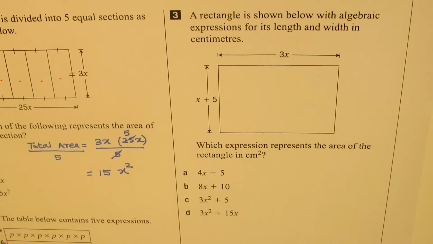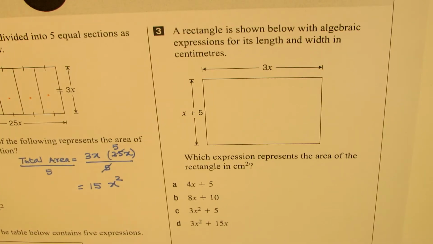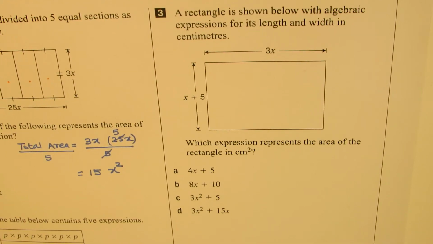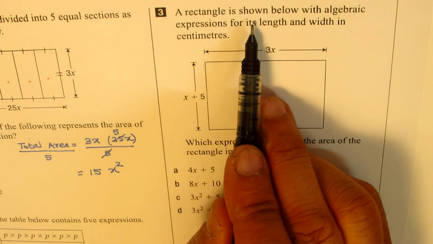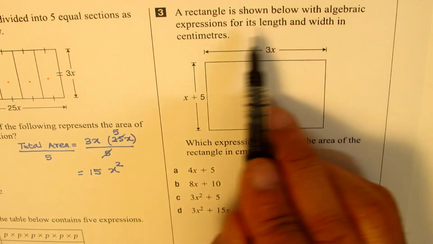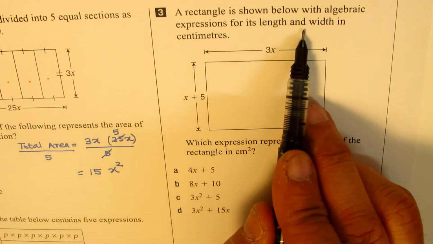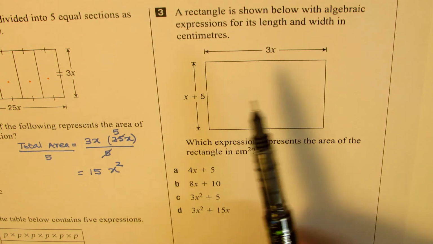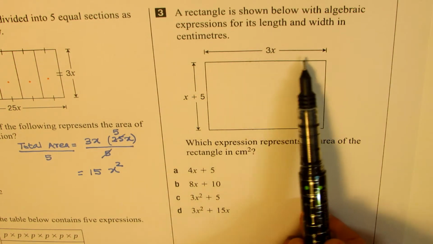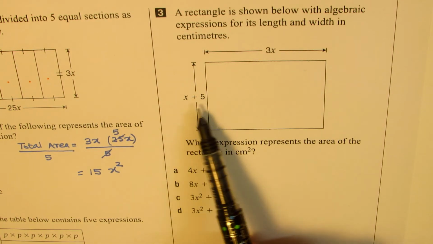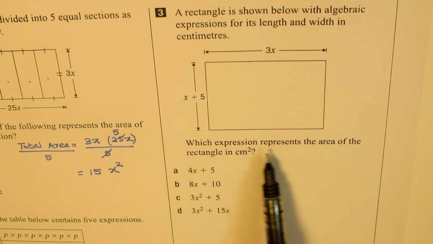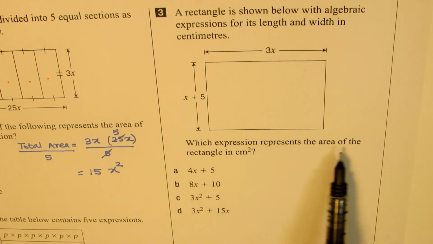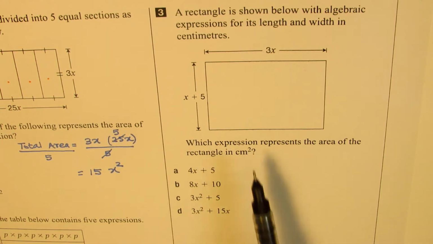Now let's look into question number 3. Question number 3 for us is, a rectangle is shown below with algebraic expressions for its length and width in centimeters. 3x is the length, x plus 5 is the width. Which expression represents the area of the triangle in centimeter squares?